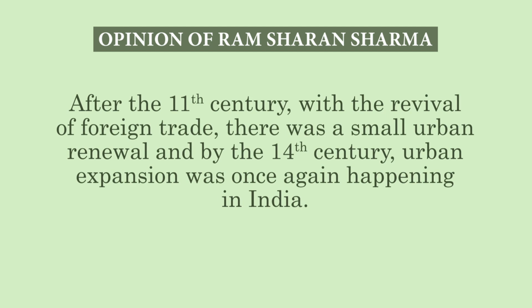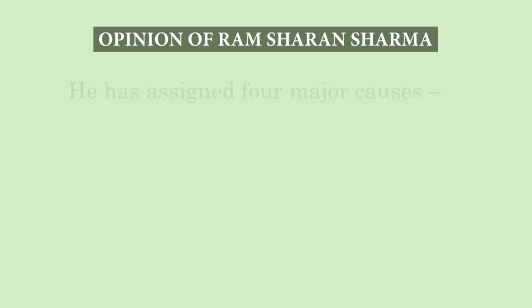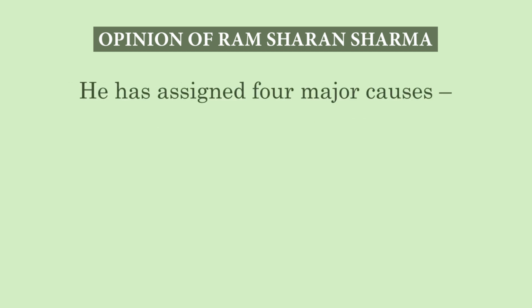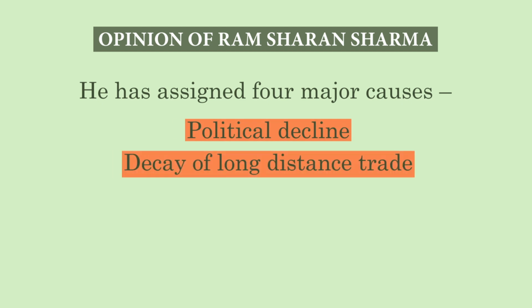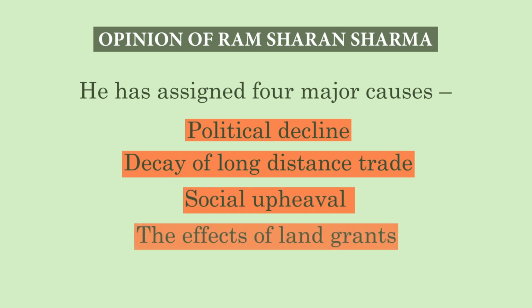After the 11th century, with the revival of foreign trade, there was a small urban renewal, and by the 14th century, urban expansion was once again happening in India. Now, a very important part of Sharma's argument is the causes of this urban decay. He has assigned 4 major causes: political decline, decay of long distance trade, social upheaval, and the effects of land grants.